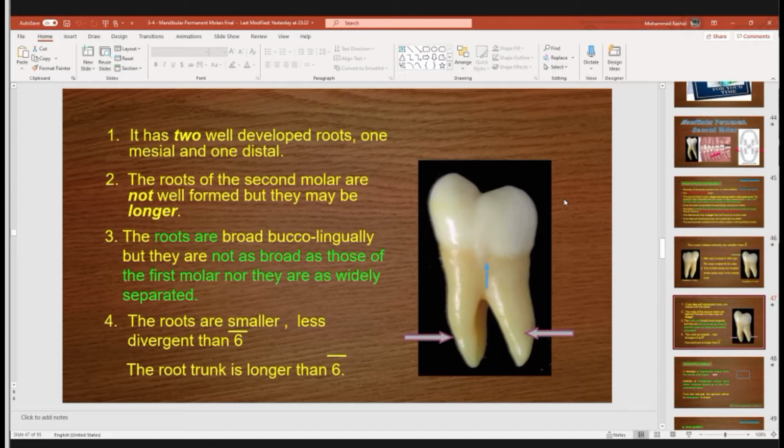The roots are smaller and less divergent than lower 6. The root trunk is longer than the first molar. This is the root trunk. The root trunk is a little bit longer than the first molar.